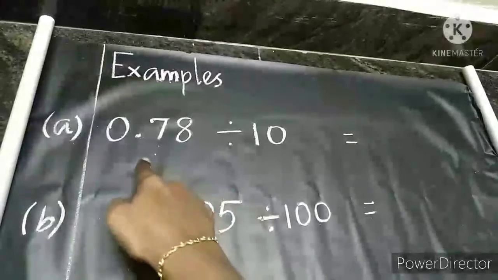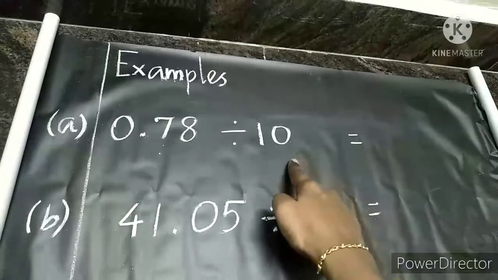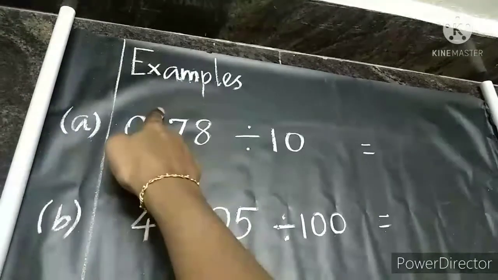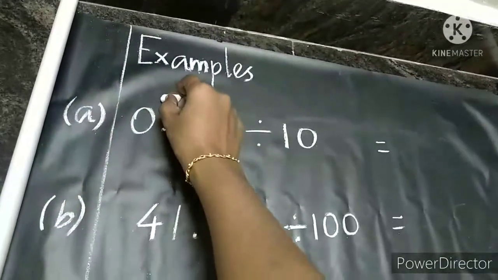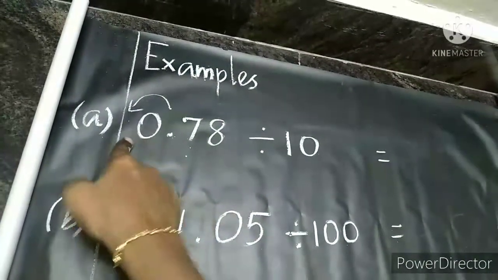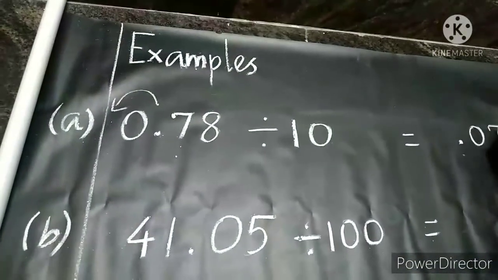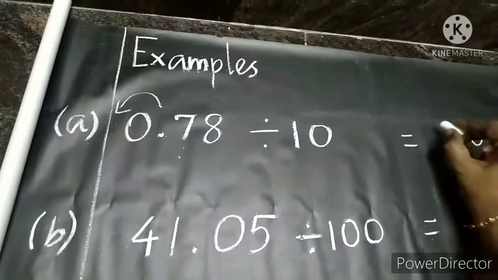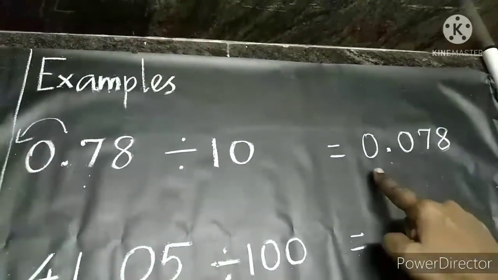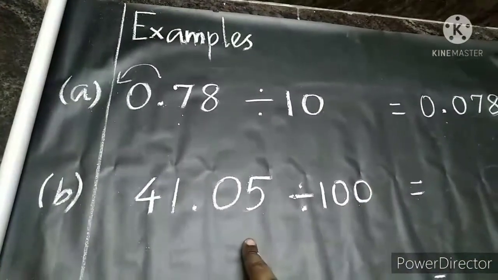Look at the first problem. Divide 0.78 by 10. Here 10 has only one zero. So the decimal point moves one place to the left. So we have to put the decimal point before 0. So 0.078. So we have to add one more 0 here. So let's read the answer. 0.078.